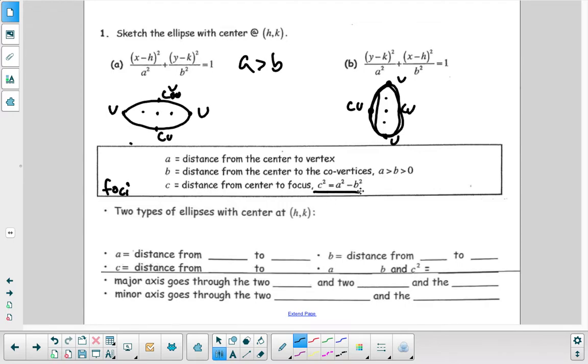And you find that, careful, it's a squared minus b squared. You want to make sure that it's inside of the ellipse. So if you did a squared plus b squared, it's going to be outside of the ellipse. But as long as you have that written down or memorized, it should work every single time. Just don't confuse it with a squared plus b squared.